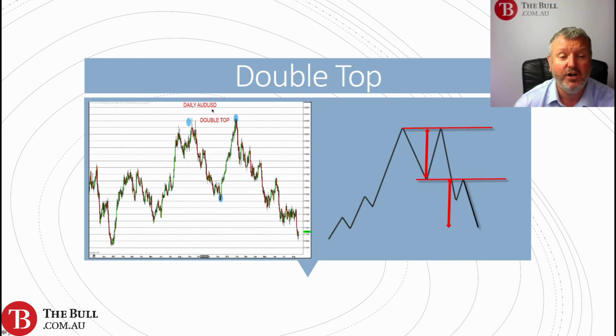So here we have the daily Aussie dollar chart. We have the peaks here, and then the double top triggered down through this low here. On the infographic on the right, we have two highs at the same level and then an interim low. When the market breaks down through the interim low after having set the two peaks at similar price points, that triggers the double top pattern. And then the price objective is this distance here, represented by this red arrow, projected down from the breakout point.